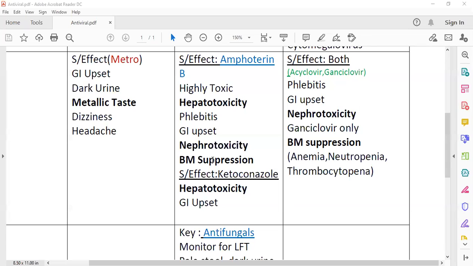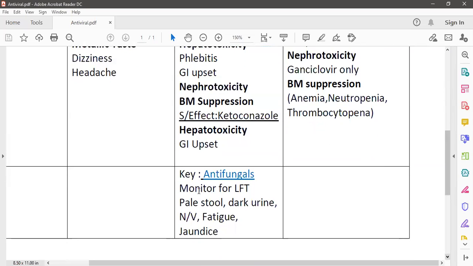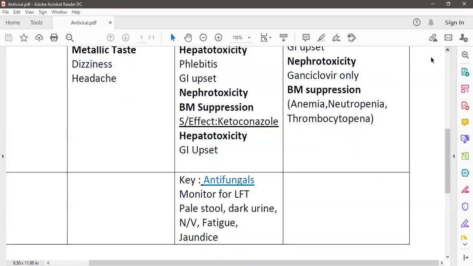So if you prescribe this medication, the most important things are monitoring liver function tests and kidney function tests, right? Pale stool, dark urine, nausea, vomiting, fatigue, and jaundice indicate there is a liver problem. So we educate the patient: if you have any of these, notify the healthcare provider.